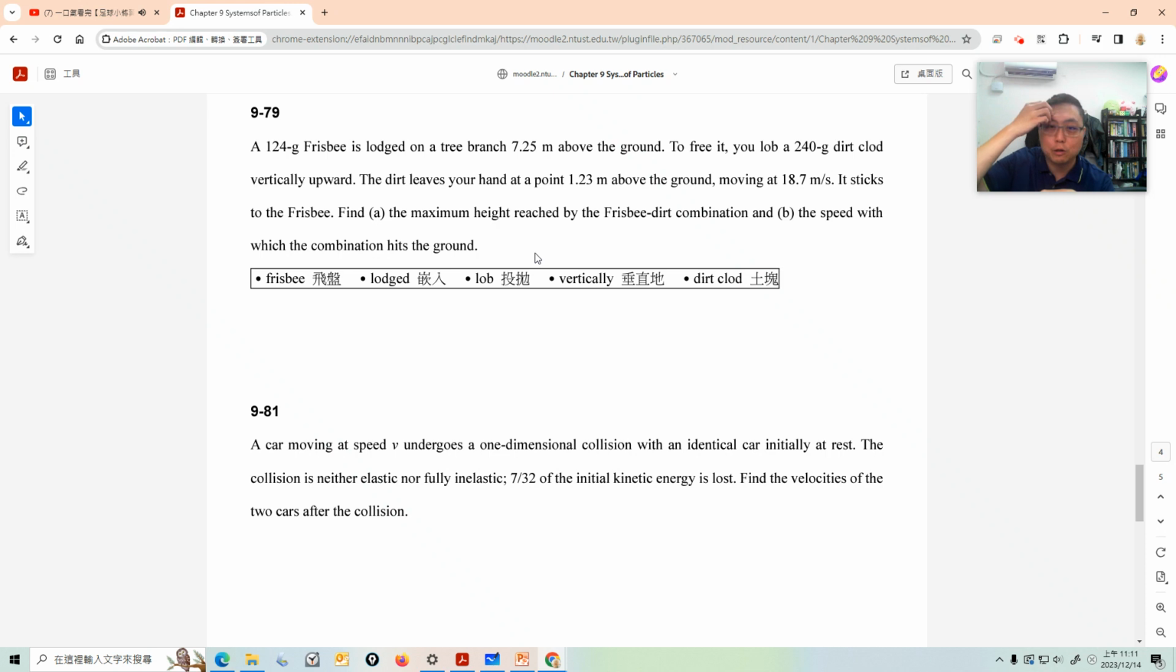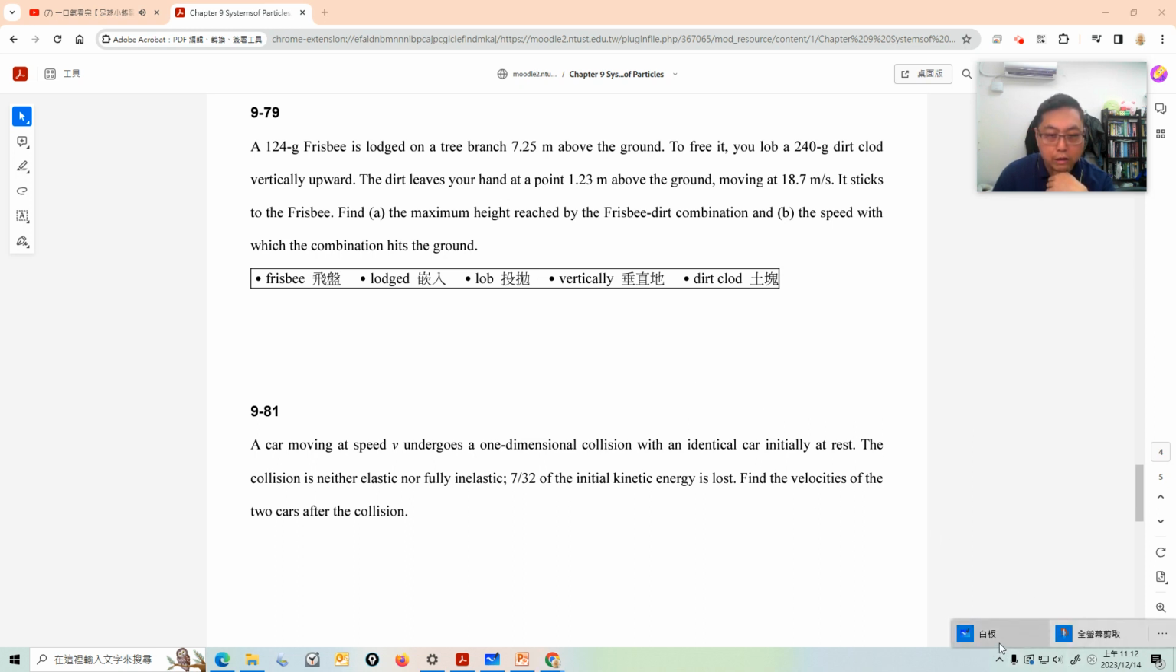After the dirt hits the frisbee, they stick together and move together. This combination keeps moving up and reaches the maximum height. After reaching the maximum height, it will fall in free-falling motion to the ground. The problem asks you to find the maximum height of the frisbee-dirt combination and the speed when it hits the ground. This problem combines energy conservation, momentum conservation, and kinematics together, so it's not easy to solve.